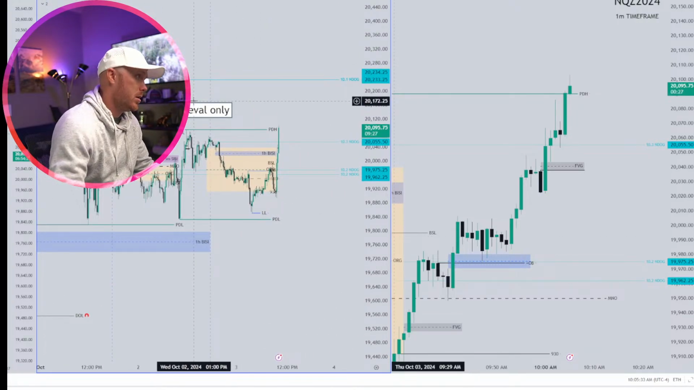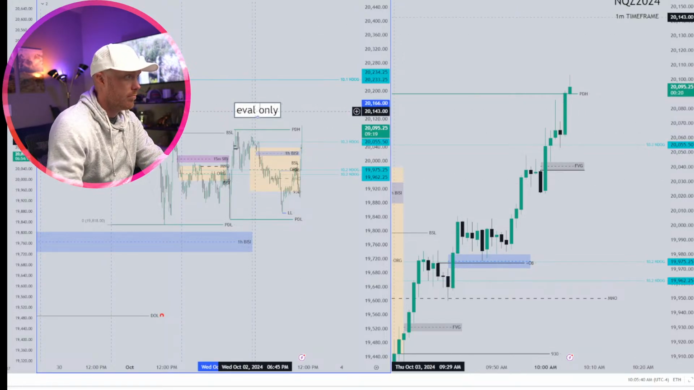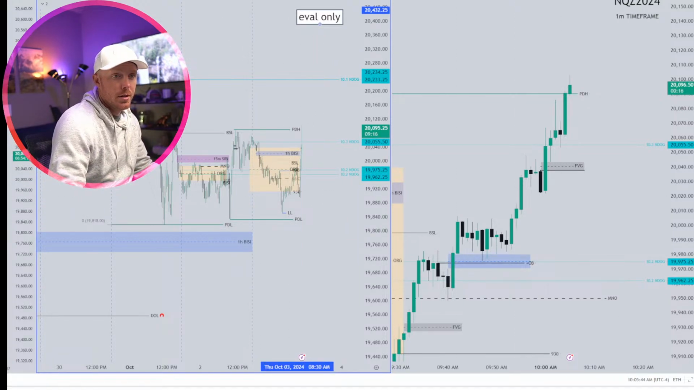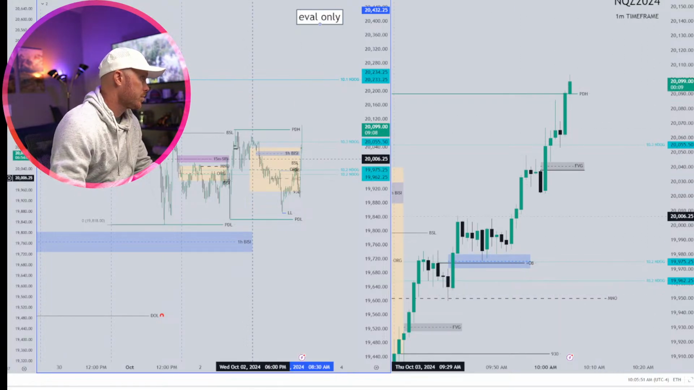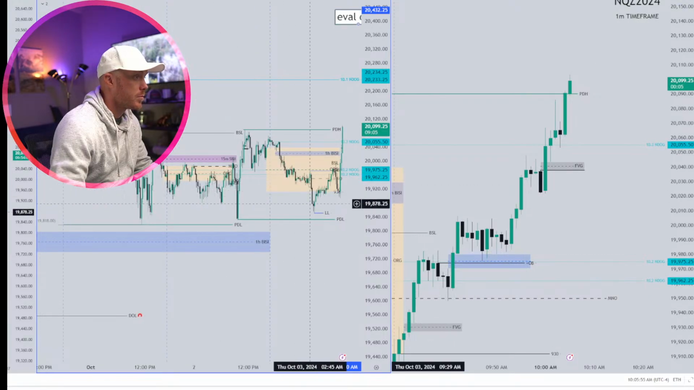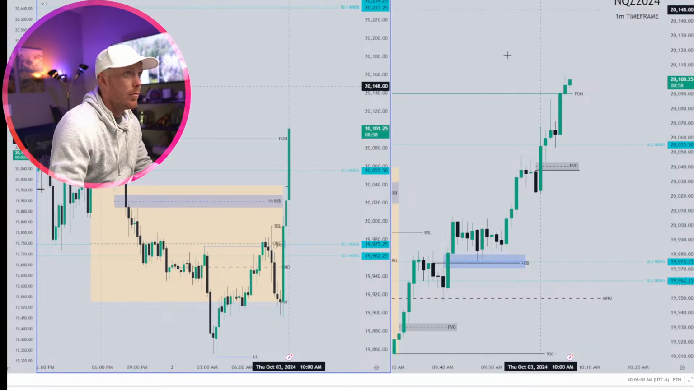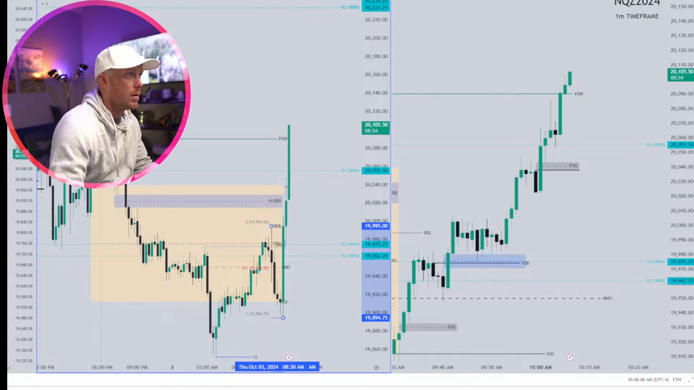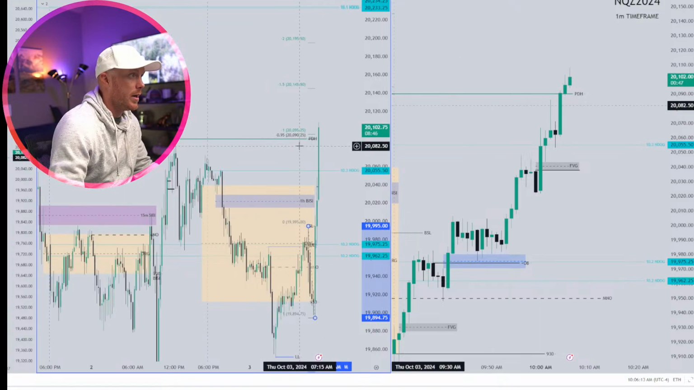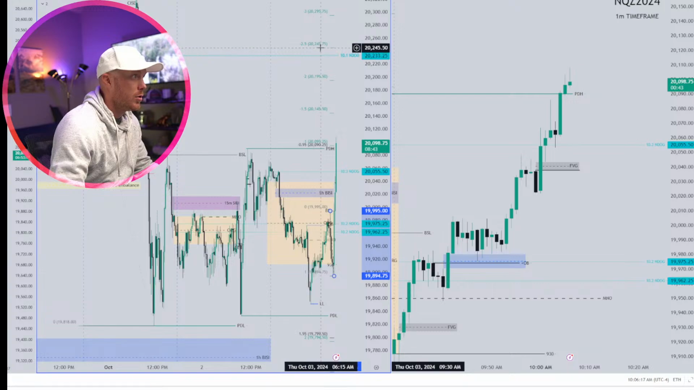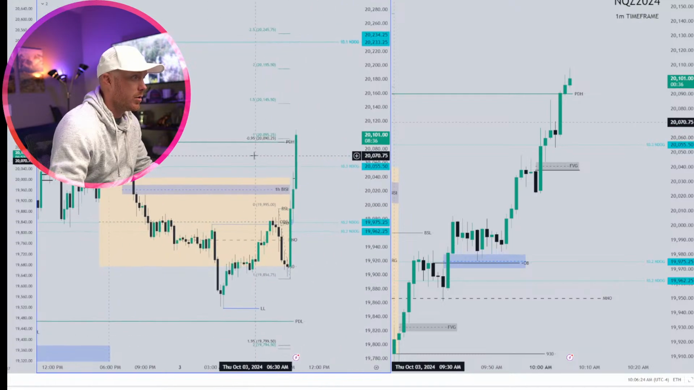Could we go higher? I think we could. Let's look at the manipulation leg and see what we got. All right, if we do targets, one standard deviation is just above the previous day high. That looks the best. 2.5 is sitting above that. 3, 4. I like the way the first standard deviation looks.